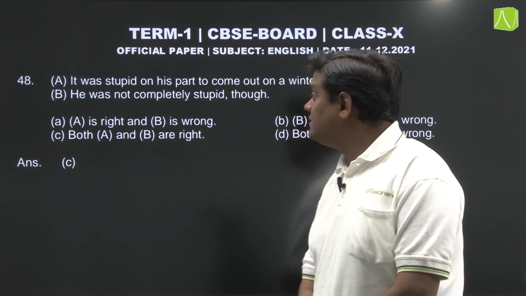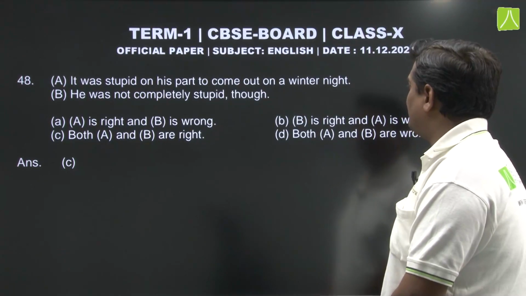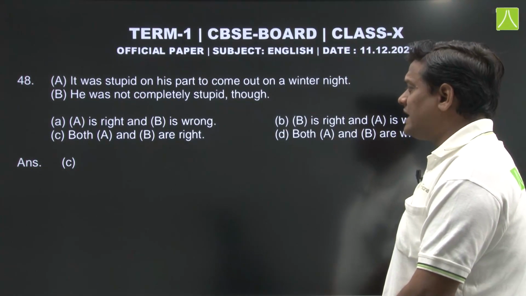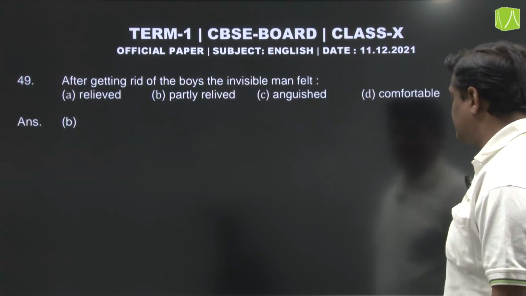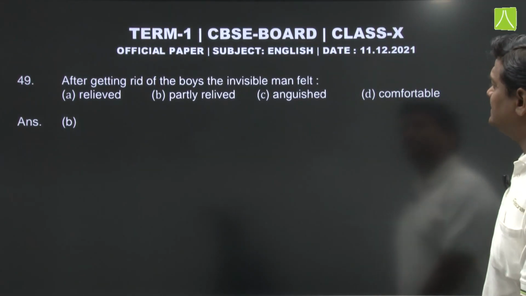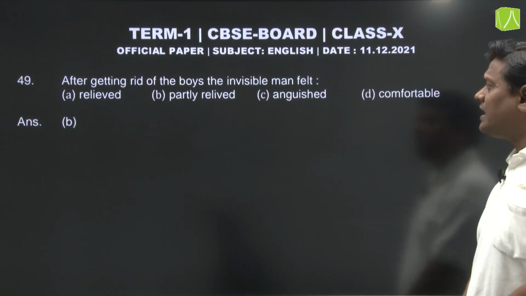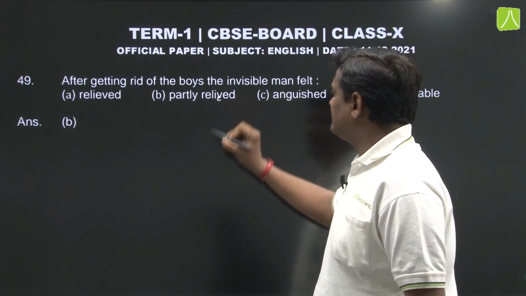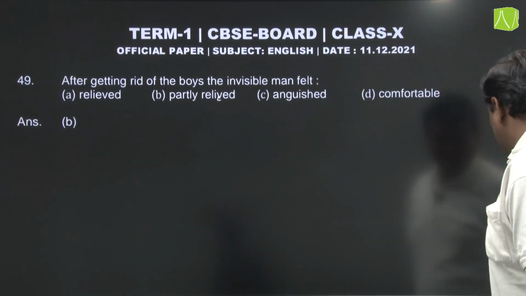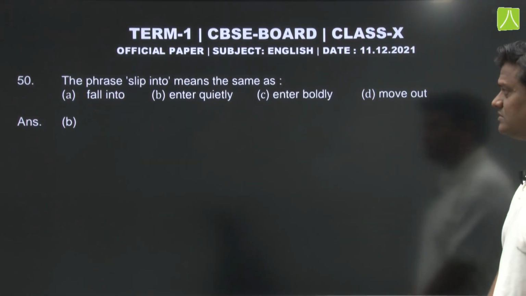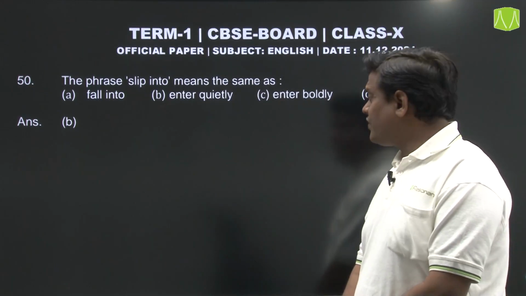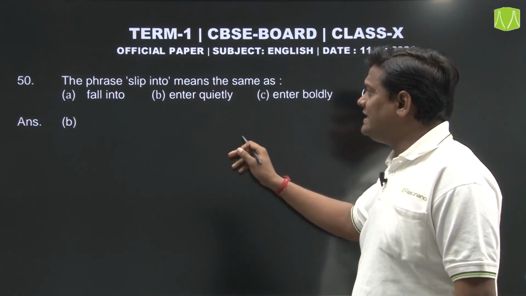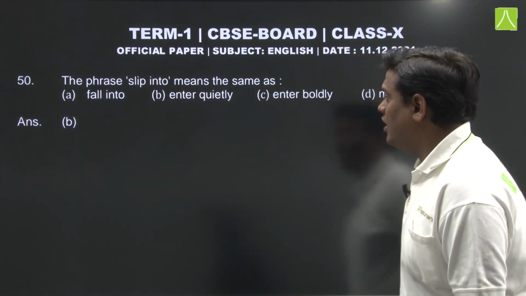Question number 48. It was stupid on his part to come out on a winter night. He was not completely stupid enough. So option C, both A and B are right. After getting rid of the boys, the invisible man felt relieved, partly relieved, anguished or comfortable. So option B is correct. He was partly relieved because the problem was not fully solved. Question number 50. We have to find out the meaning of slip out. So the correct answer is enter quietly, equal to slip out, slip into, option B.